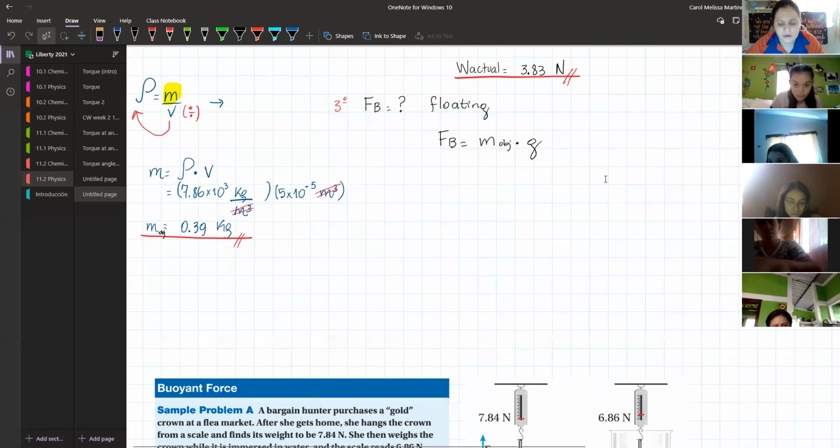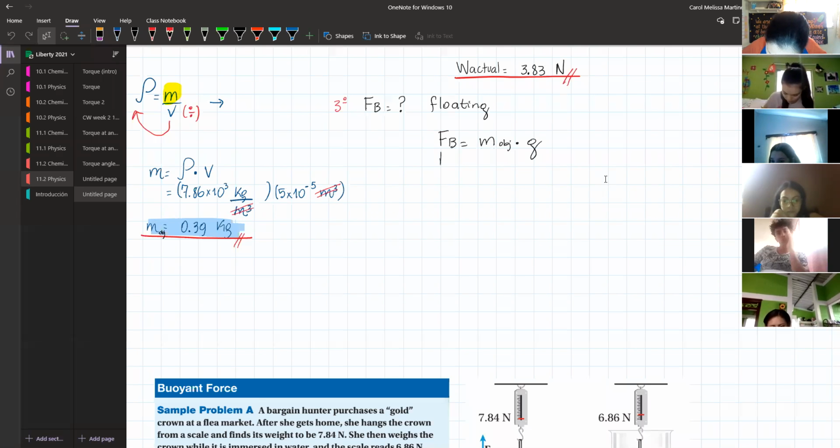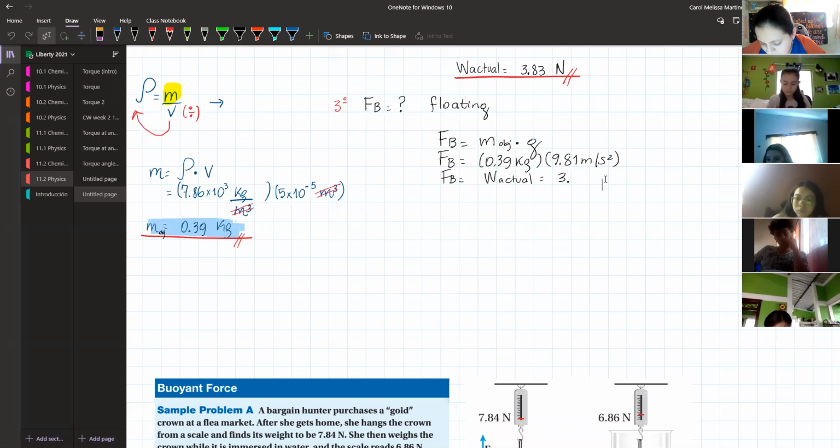Now, if you're clever enough, you'll notice that the mass of the object and the gravity, you can get it exactly from the step before, okay? Because the mass of the object, we got it there. So if you substitute by the givens, it's going to give you the exact same answer. Buoyant force is going to be equal to 0.39 kilograms times the gravity 9.81 meters over second square, and the buoyant force is going to be equal to the actual weight, and it's going to be equal to 3.83 Newton. That is something that you can get by just analyzing the data provided, okay?